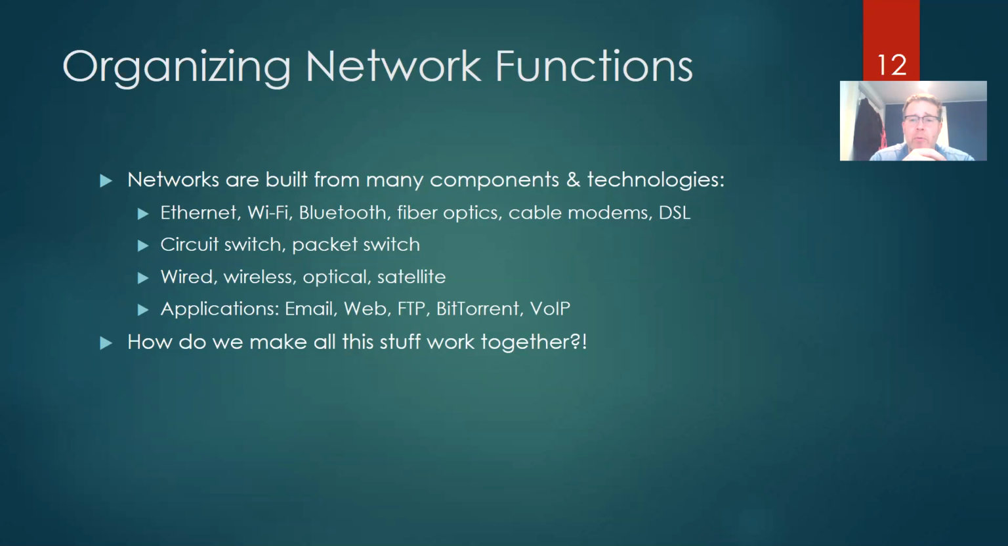So first thing, networks include a lot of different components and technologies, right? There's Ethernet for wired connection, there's Wi-Fi for normal range wireless, there's Bluetooth for very short range wireless, there's fiber optic cable, there are cable modems, there's DSL in some places, it still exists. There's circuit switching, there's packet switching, all kinds of different technologies and all kinds of different applications. So question is, how do you make all this stuff work together? Because it's not as easy as you might think, right?